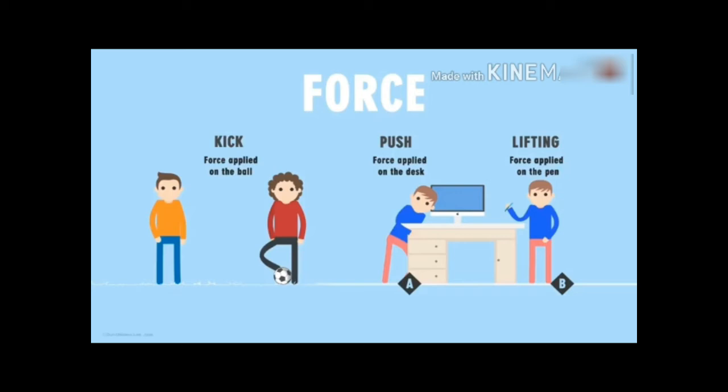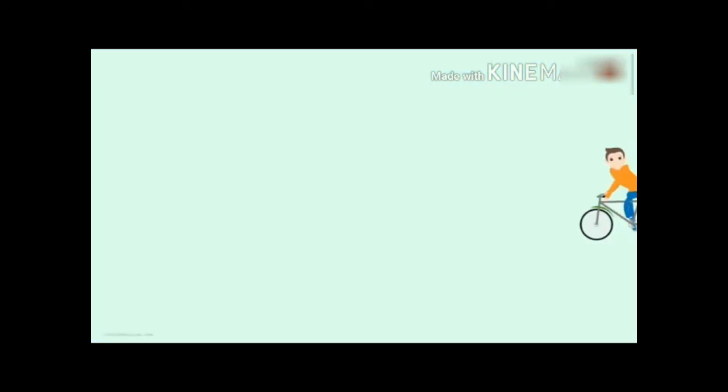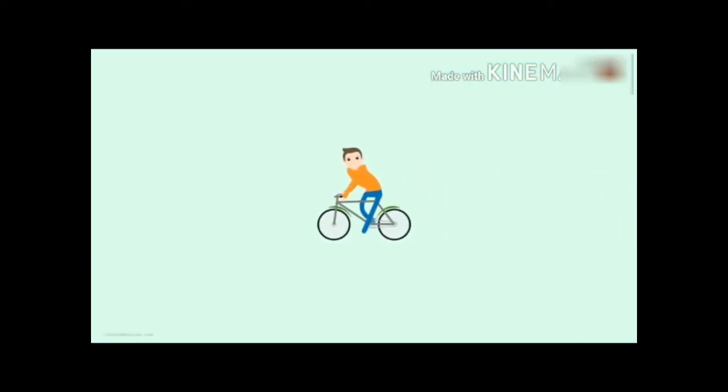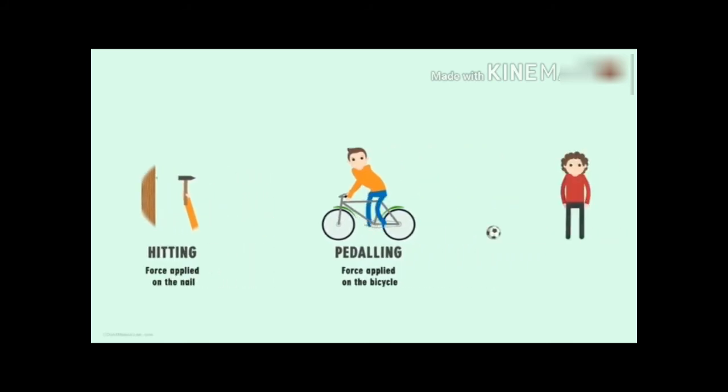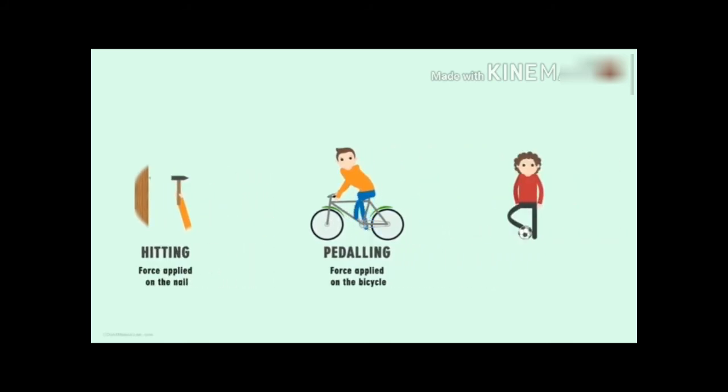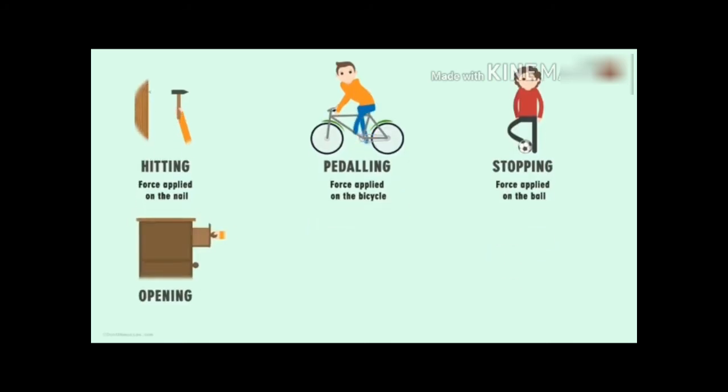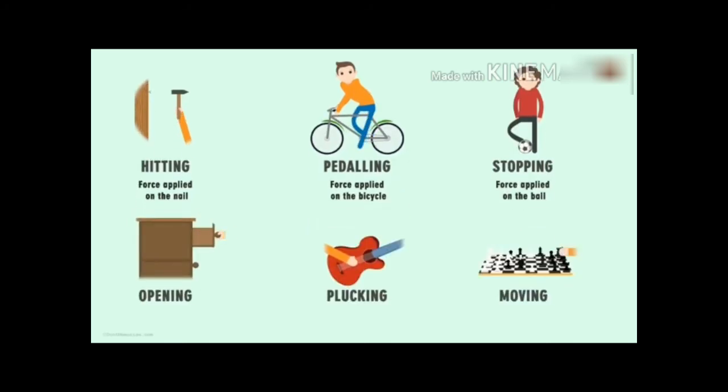While riding a bicycle, we pedal it continuously to keep it in motion. Here pedaling is the force that we apply on a bicycle. Hitting the hammer on a nail is also a force applied on the nail. What about stopping a moving ball? Yes, even stopping the ball means we are applying a force on it. We applied some force to stop the ball. Opening a drawer, plucking the string of a guitar, moving a piece of a chessboard are some of the actions where we are applying force.